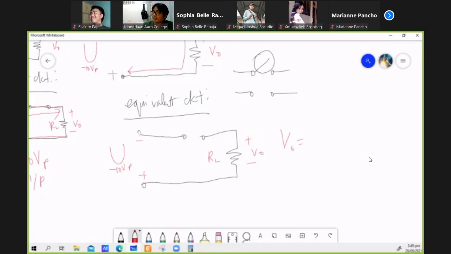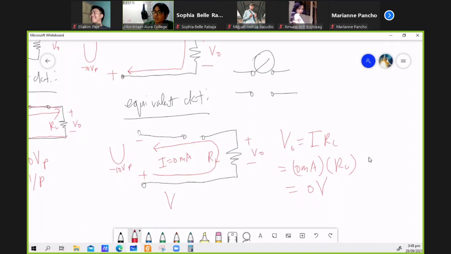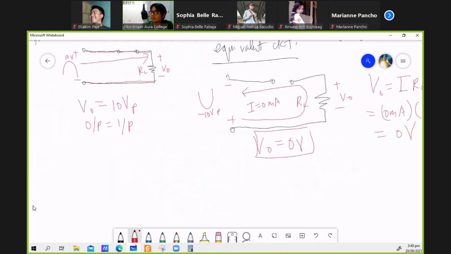V out is equal to I, so ito yung kuryente natin, no, from positive to negative. Kuryente is equal to 0. I times RL. Eh 0 yung kuryente mo kasi nga open circuit. So 0 milliamperes times RL, any value of RL is still equal to 0 volts. So ang output mo during the negative half cycle is equal to 0 volts. So during the positive cycle, ang output mo is equal to 10 volts peak, or the output is equal to input. But during the negative half cycle, the output is 0 volts.